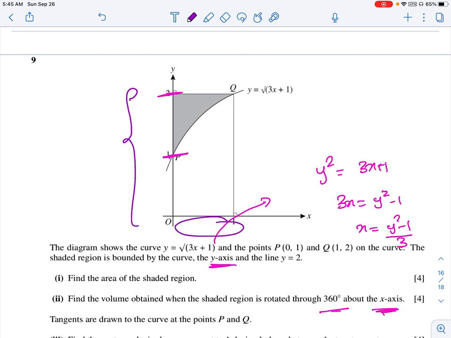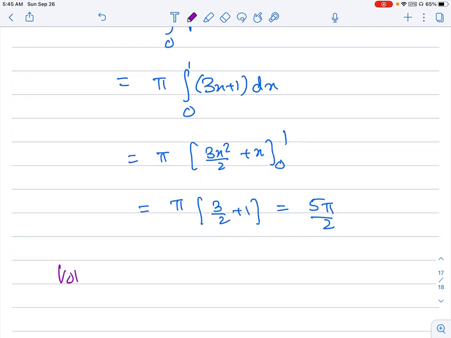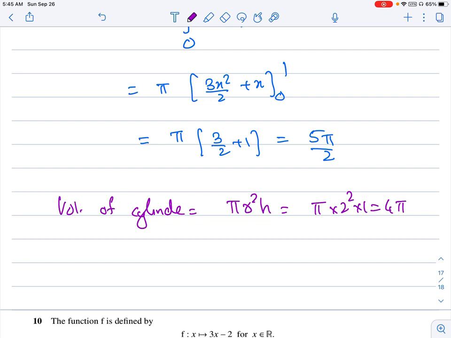If I rotate this along the x-axis, it becomes a cylinder. So I'm going to find the volume of the cylinder, which is pi r square h. So pi r square, radius is 2 and h is 1, so 4 pi. Now I need to subtract from the total cylinder the volume below the curve. So it is 4 pi minus 2.5 pi, which is 1.5 pi or 4.7.